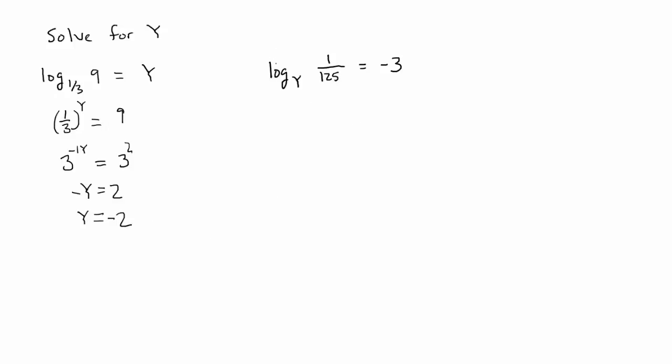In the next example, we have log base y of 1 over 125 is equal to negative 3. So I'm going to write it in exponential form, which is y to the negative 3 is equal to 1 over 125. And now I can rewrite y to the negative 3 as 1 over y cubed is equal to 1 over 125. And now if the numerators are both 1, then the denominators have to be equal. So y cubed is equal to 125. And we take the cube root of both sides, and we get y is equal to 5. So we can say 5 raised to the negative third power equals 1 over 125.